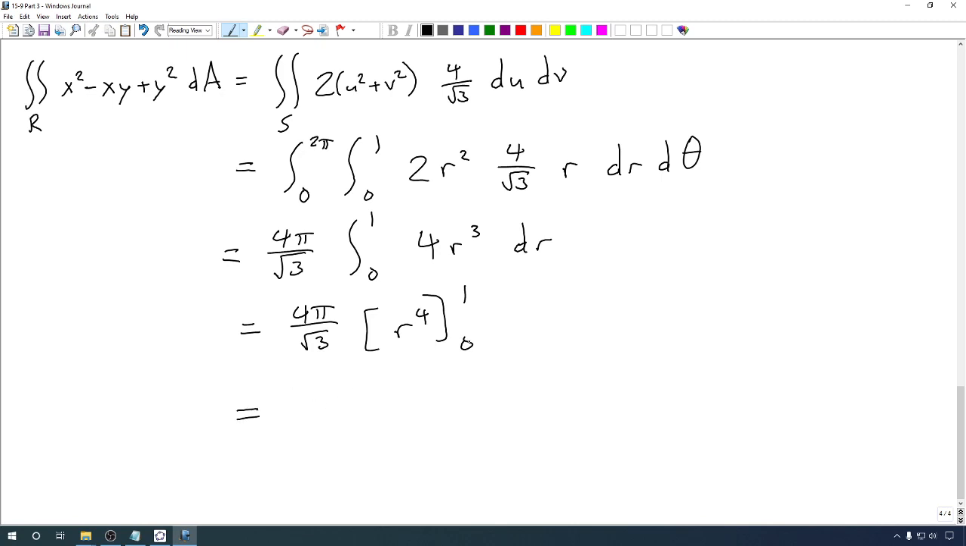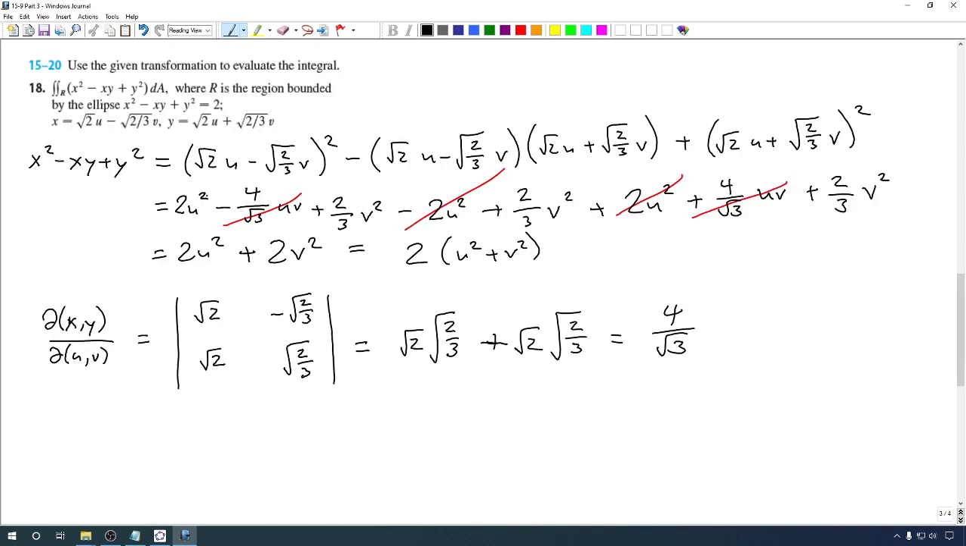Of course, 0 in there doesn't give us anything. 1 gives us a 1. So we get 4 pi over root 3. That's our result. We integrated over an ellipse, something that may not have seemed possible in the first place. But once we have the ability to transform to another set of variables, it actually may not turn out to be too bad. Of course, finding that initial transformation might be the trickiest part.